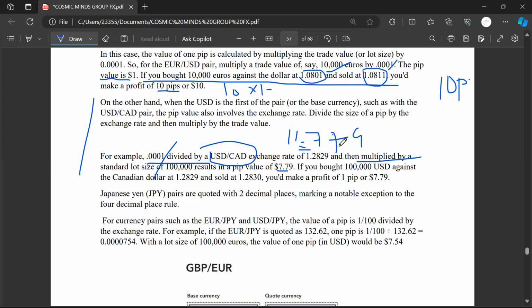So back to this, in terms of USD CAD or such pairs where the base currency is USD, it means that the quote currency can be any other currency.